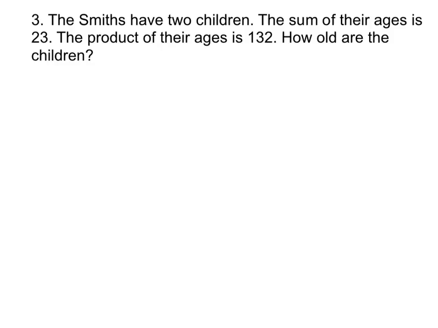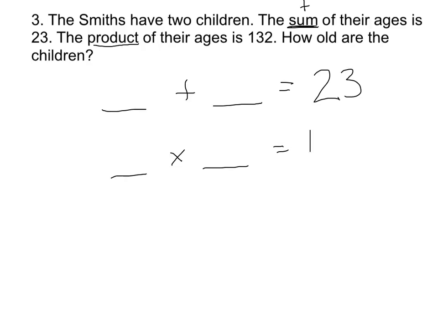Okay, number 3 says, the Smiths have 2 children. The sum, remember, the sum means if you add their ages together, is 23. So if we have child 1 plus child 2, our answer is going to equal 23. The product, remember the product means multiplying. If I multiply their ages together, I will get 132.